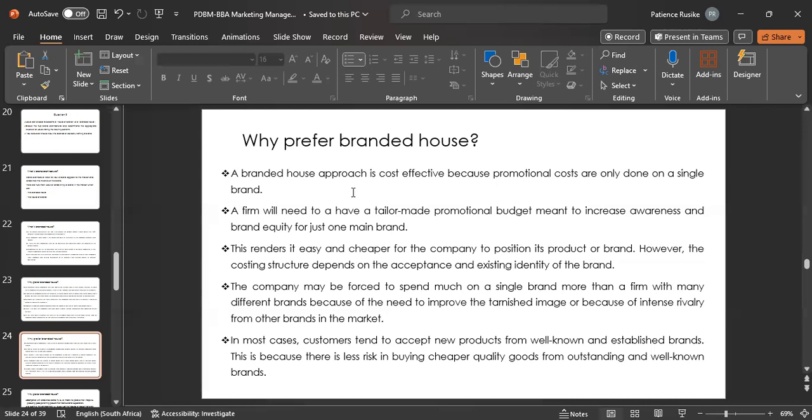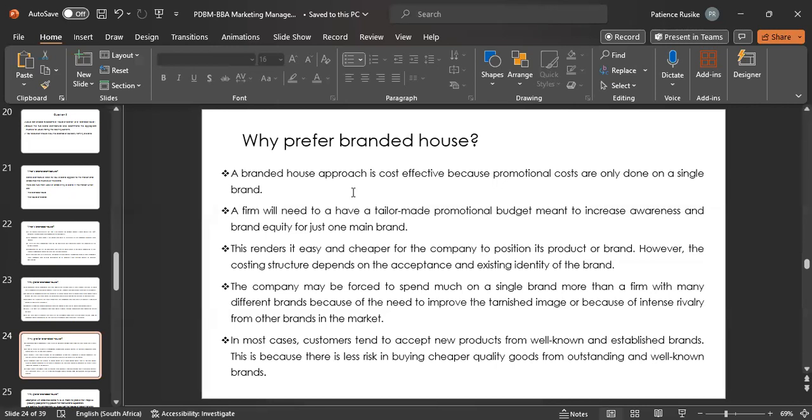If that one brand name gets to be known or has a good reputation, then even the products that you produce, people will easily accept because of that one brand name that is covering multiple products. So basically, that's the branded house concept.